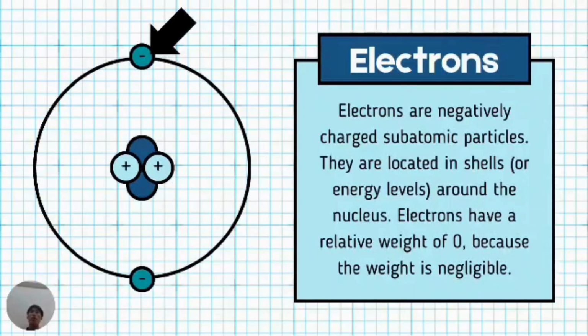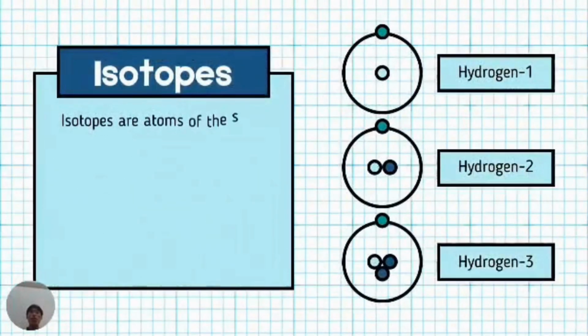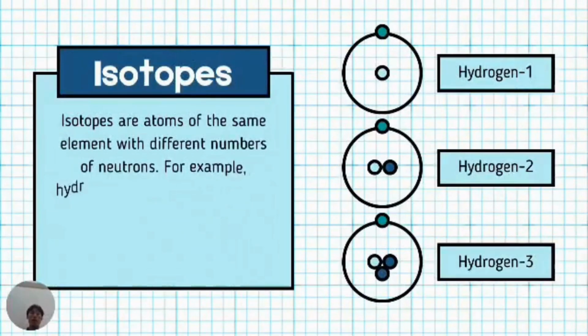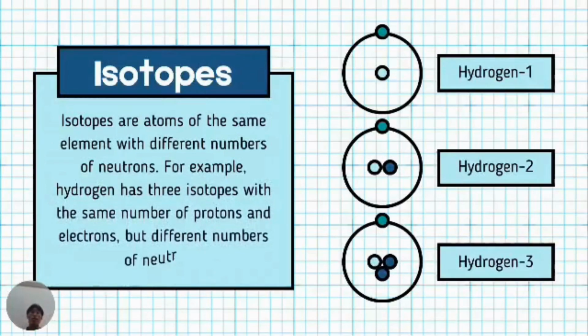So, if you look at the periodic table, hydrogen has 1 proton. So, it means hydrogen also has 1 electron. So next, what is an isotope? Isotopes are atoms of the same element. For example, hydrogen has 3 isotopes with the same number of protons and electrons but a different number of neutrons.